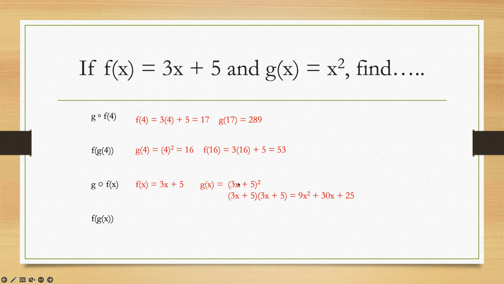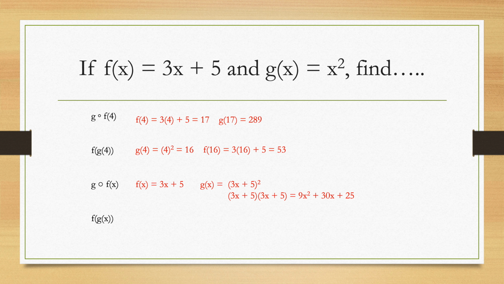In this case, that input was 3x plus 5, so it has to square that. Squaring 3x plus 5 means 3x plus 5 times 3x plus 5. When I double distribute and combine like terms in the middle, that leads me to 3x times 3x is 9x squared. 3x times 5 is 15x. 5 times 3x is another 15x. 15x and 15x makes 30x. And 5 times 5 is 25.